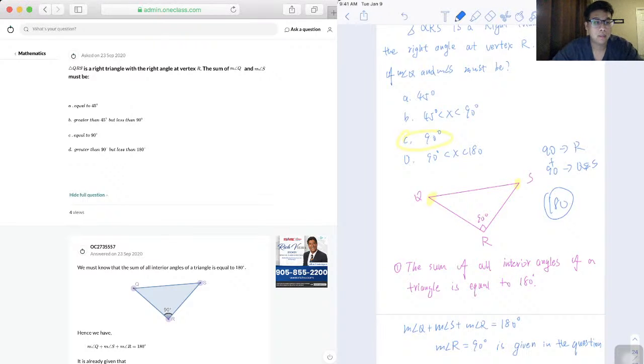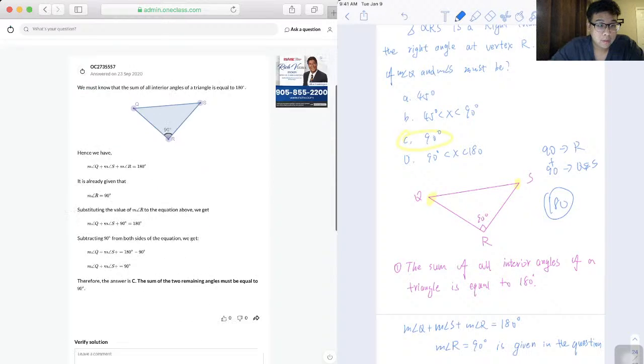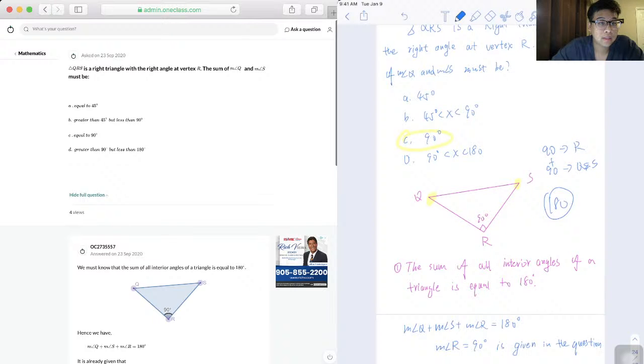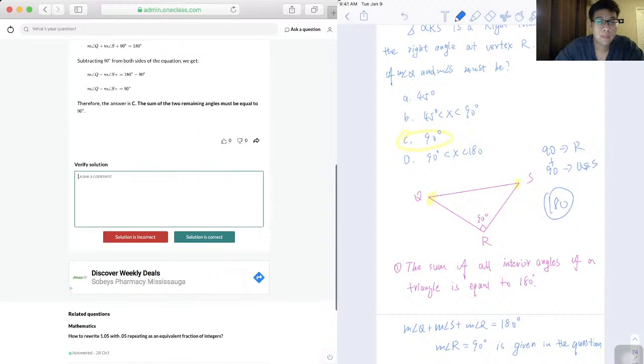Okay, and let's leave a comment there. Right. C equal to 90. Correct.